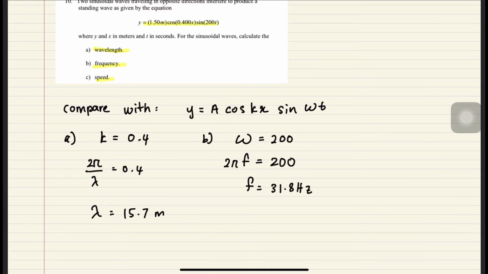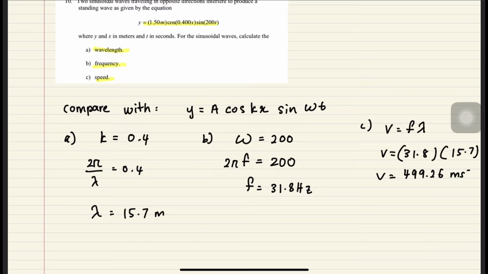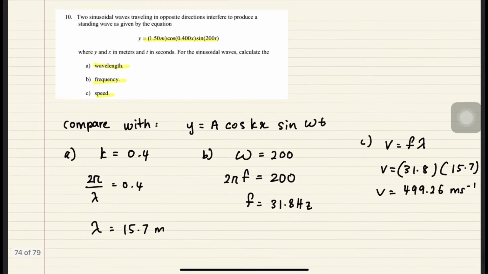And the last question, they ask you to find the speed. v is equal to f lambda. So v is equal to 31.8 multiplied by the lambda. Here I got 499.26. It will be in SI unit as well, so meters per second. Okay, that's it for question 10.